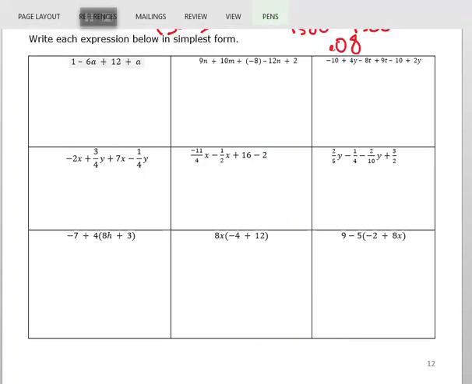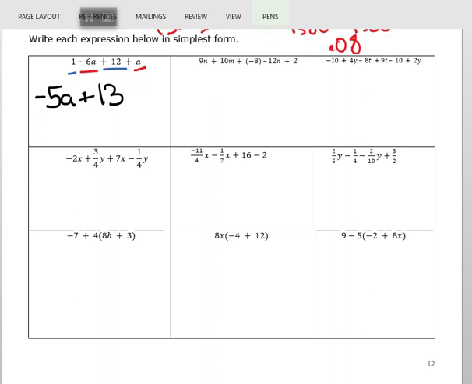So I see here that I can combine negative 6a and a. And I also see that I can combine 1 and positive 12. So when I do that, if I have negative 6a and a, that's going to give me negative 5a, okay, because I had that 1a. And then I have 1 plus 12, and that will give me 13. So my simplified version here is negative 5a plus 13.